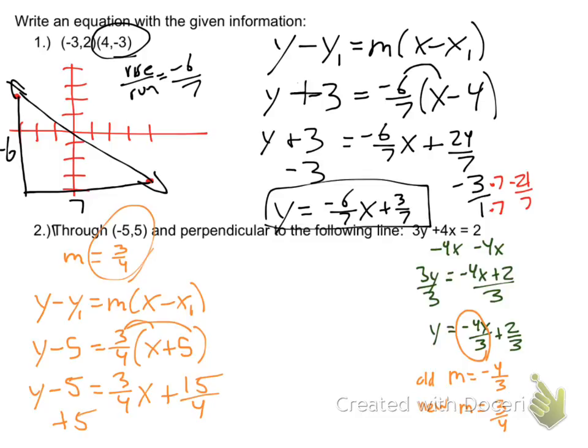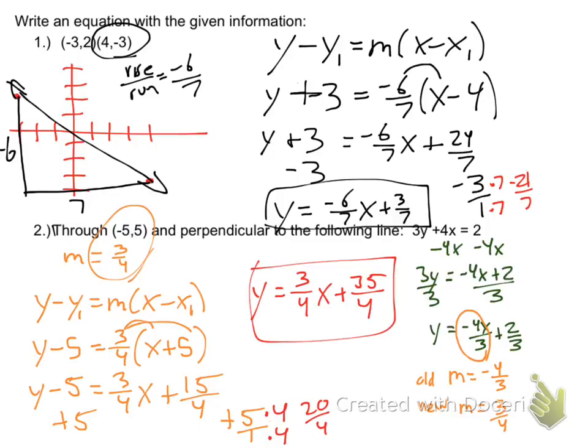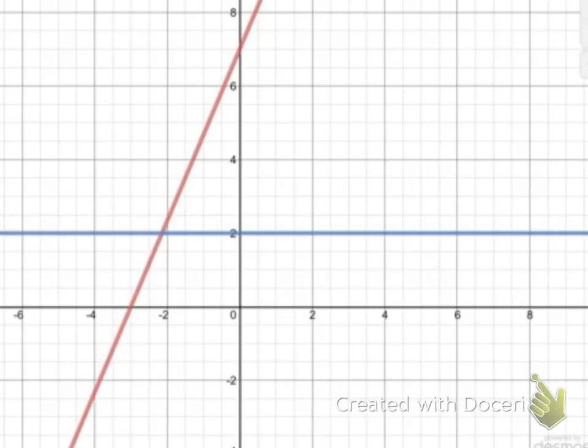I add 5 to both sides. I need to have a common denominator because that's really over 1. I needed it to be a 4, so it's 4 and 4. So I end up with 20/4. And so what's 15 plus 20? 15 plus 20 is 35. So 3/4 x plus 35/4 is your solution. So on this one slide here, you're going to be given a graph.